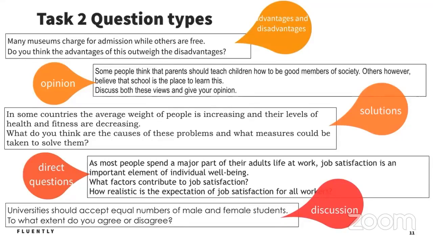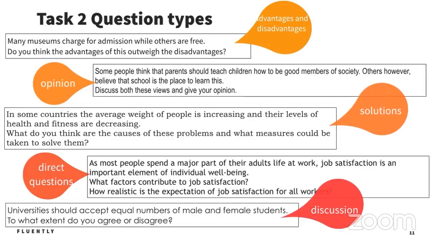You might be asked for solutions to problems. So in this third one, in some countries, the average weight of people is increasing and their levels of health and fitness are decreasing. What do you think are the causes of these problems and what measures could be taken to solve them? So you would then describe what you believe the causes to be and possible solutions.